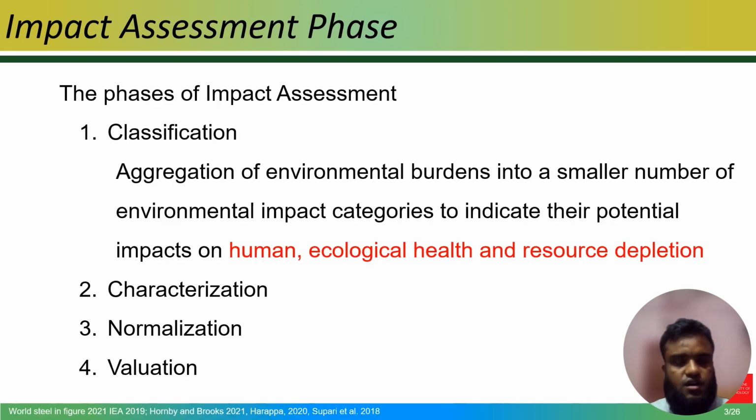So the third one is the impact assessment phase. In that phase, the first one is classification, which is the aggregation of environmental burden to a smaller number of environmental impact categories to indicate their potential impact on human and ecological health, and resource depletion. The second one is characterization, the third one is normalization, and the fourth one is evaluation. We will discuss these things later.